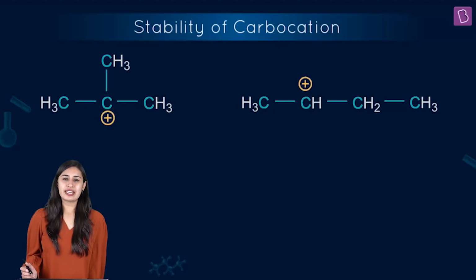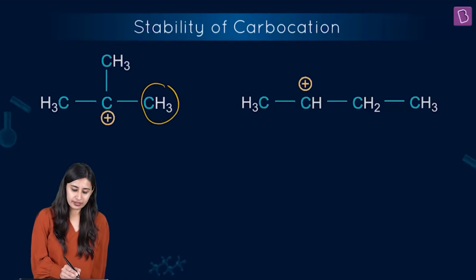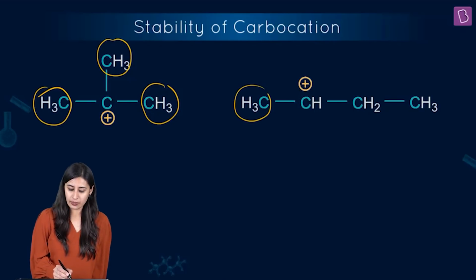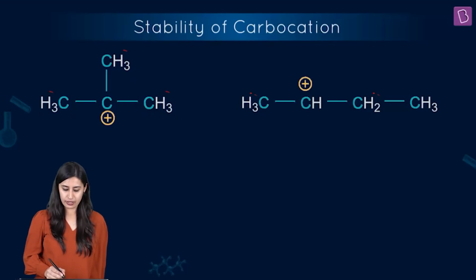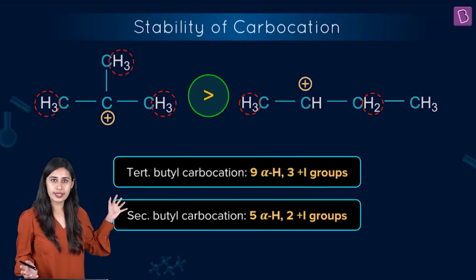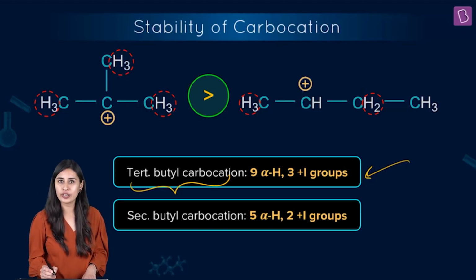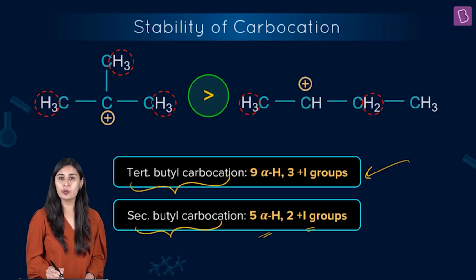Count the alpha hydrogens in the first one. 9 alpha hydrogens. Count the alpha hydrogens in the second one. 5 alpha hydrogens. Count the plus I groups in the first one. 3 plus I groups. Count the plus I groups in the second one. Of course, 2 plus I groups. So when we take the overall verdict, when we look at the overall picture, this is the final verdict out here. 9 alpha hydrogen, 3 plus I group when we are talking about tertiary butyl carbocation. Whereas when we are talking about secondary butyl carbocation, 5 alpha hydrogen and 2 plus I groups.